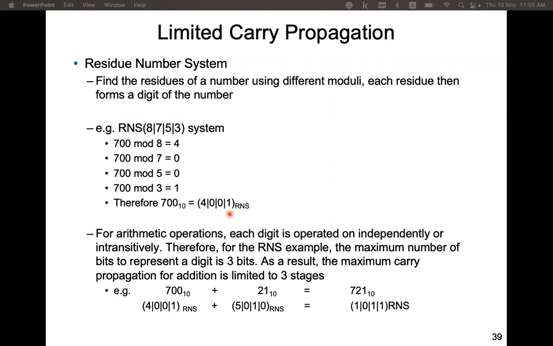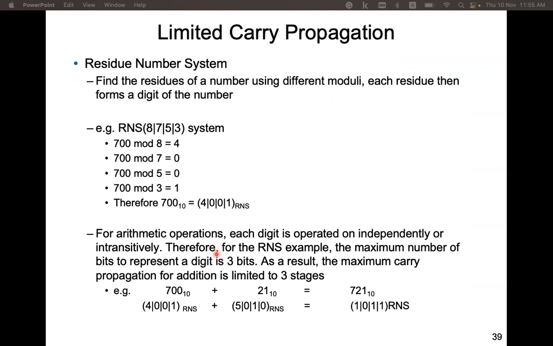Then why bother with this? The most important thing is that when you're doing addition using the residual number system, you don't need to care about the carry propagation. No carry propagation.